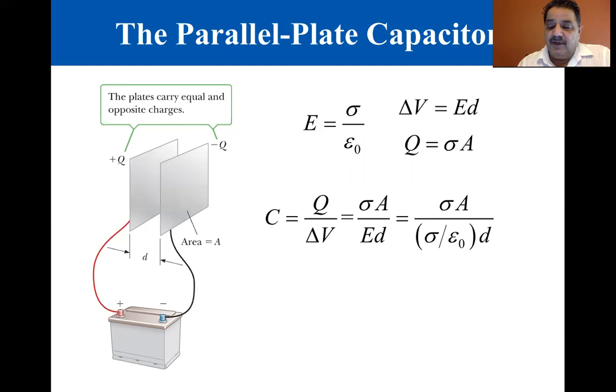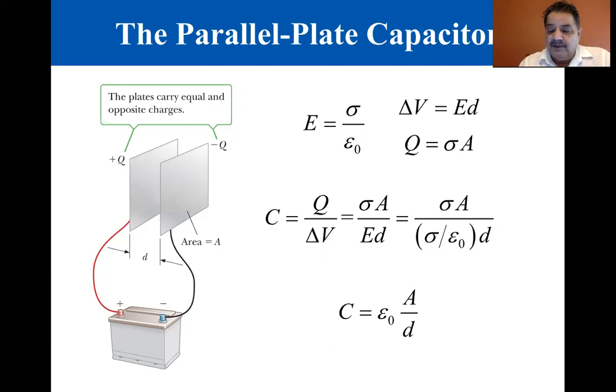Now let's cancel the charge per unit area sigma shown in this equation, and we get C equals epsilon 0 times area over the distance. That's the area of the plates divided by the distance D. Here we have our result where A is the area of one plate, D is the distance between the plates, and epsilon 0 is the permittivity of free space.